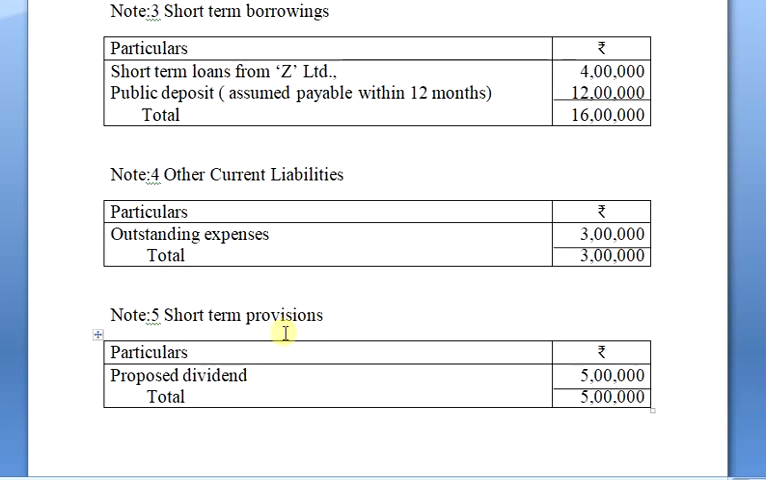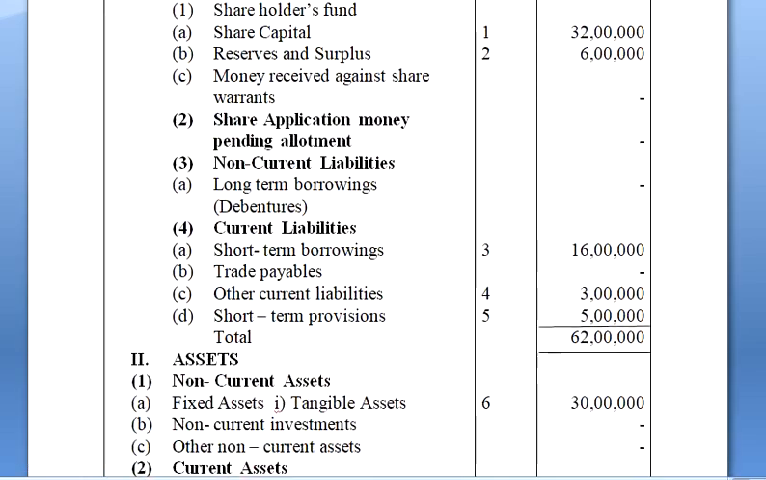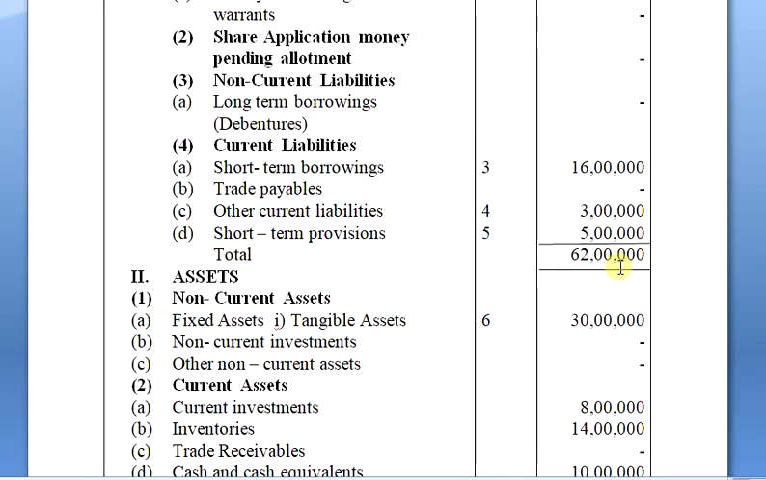Note number 5, short term provisions, proposed dividend, it becomes 5 lakhs. So overall we are considering this for the equities and liabilities, that you will be getting 62 lakhs, my dear friends.